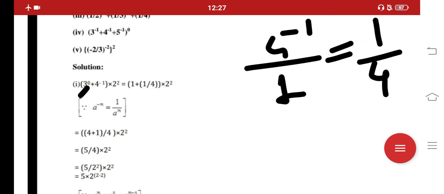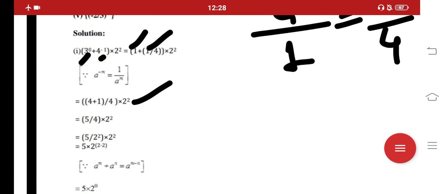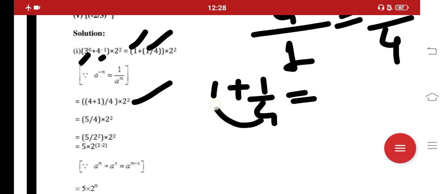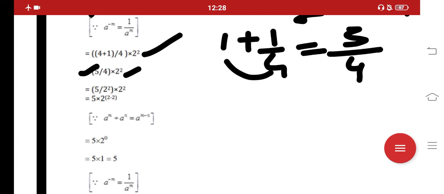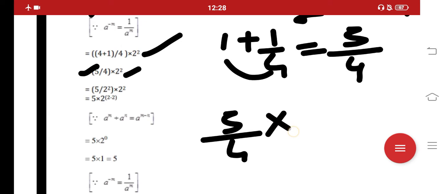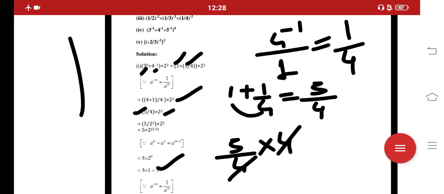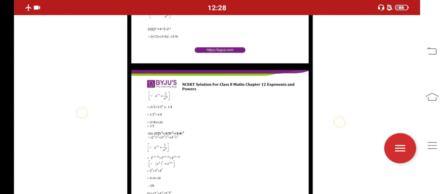So see here, 3 to the power 0 is 1, means any number having power 0 is 1. 4 to the power minus 1 will become 1 by 4, and 2 to the power 2 as it is. Okay, now see here, what we are having? 1 plus 1 by 4. So after solving this, how much are we getting? 4 ones are 4 plus 1, 5, 5 by 4. So this side how much are we having? 5 by 4, and here 2 to the power 2 means 2 times 2, 2 2s are 4. So what we will do? 5 by 4 multiplied by 4, and after cancellation at last we are getting 5. So this is how you can solve question number 3.